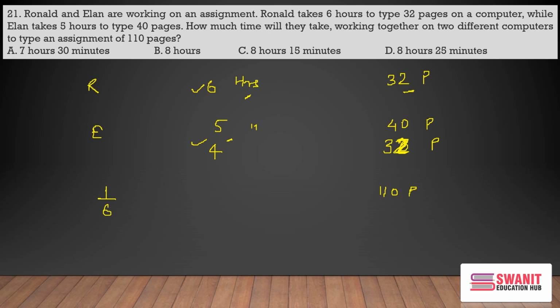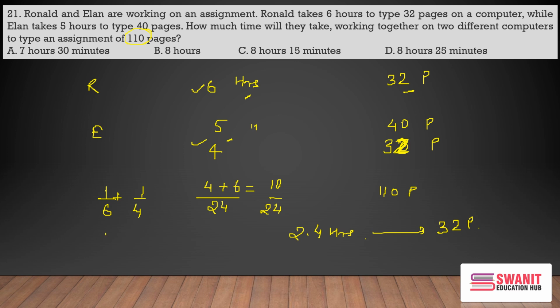1 upon 6 plus 1 upon 4. So when I take the LCM, I get 24, which gives me 4 plus 6, and that is 10 by 24. So to do this work, they are taking 2.4 hours. That means in 2.4 hours, they are finishing 32 pages. And now we are looking at 110 pages. So for 32 pages, they are taking 2.4 hours.